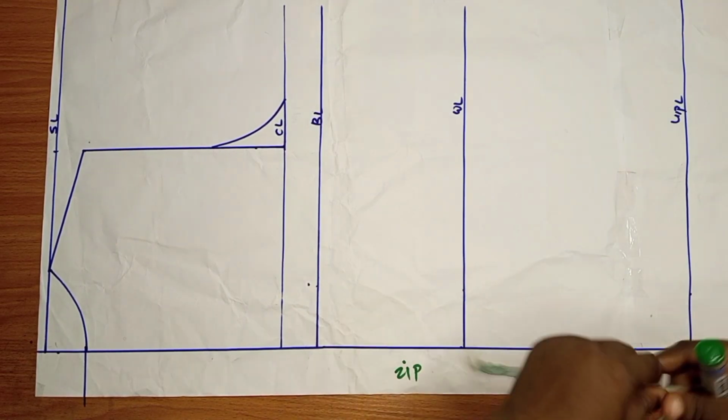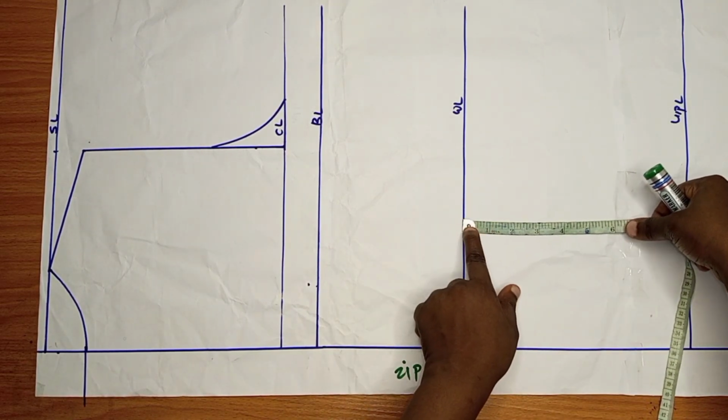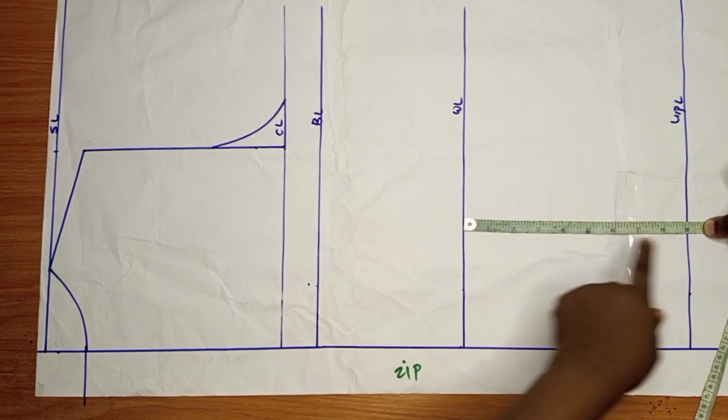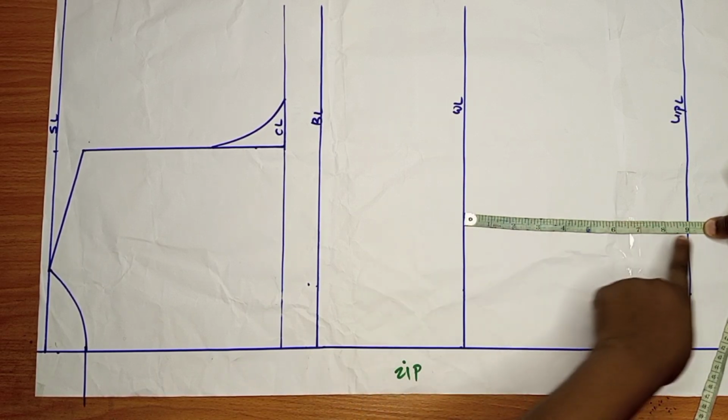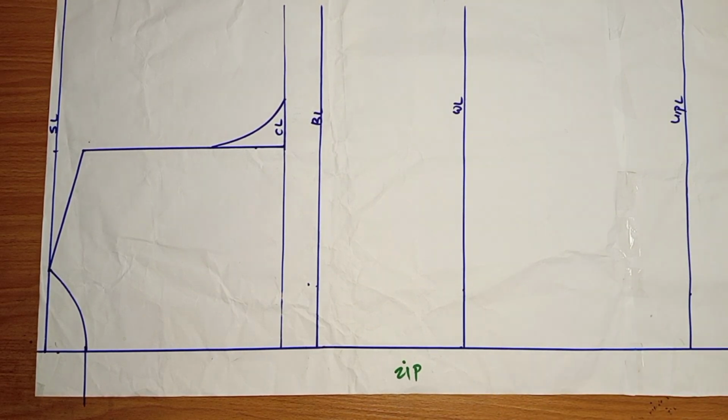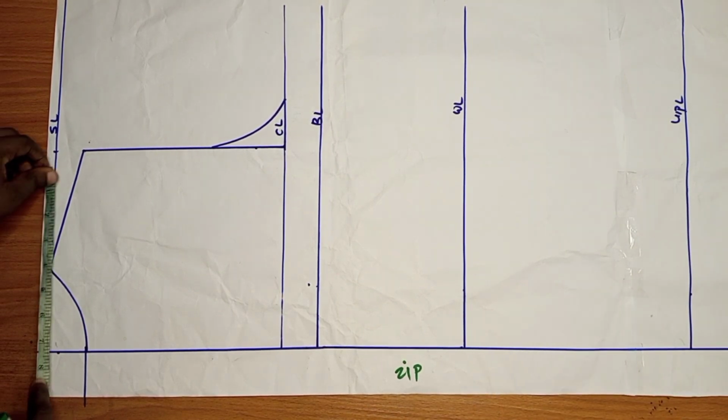Now I'm going to go ahead and measure from my waist to my hip. I told you it is 8 inches, but I added an extra 1 inch to make it 9 inches, and I already explained why while I was explaining the front pattern. Now after doing that, I just went ahead to mark the lines and label it.